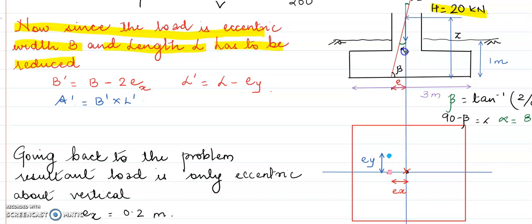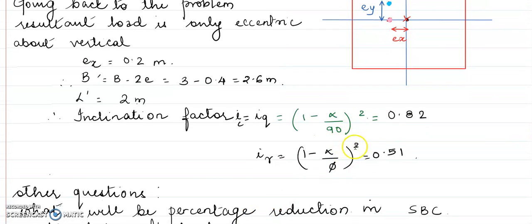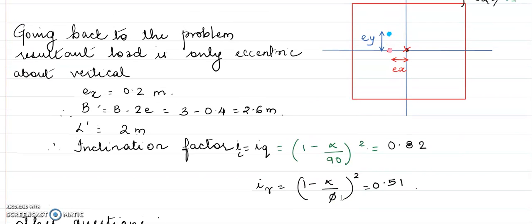How do I get this alpha? Alpha is the angle that the load makes with the vertical, correct? So 90 minus beta will give me alpha, correct? So that gives me the final alpha value as 8.53. So you substitute it over here and you will get the values of ic and i gamma. Now these you directly substitute in your final qf equation.